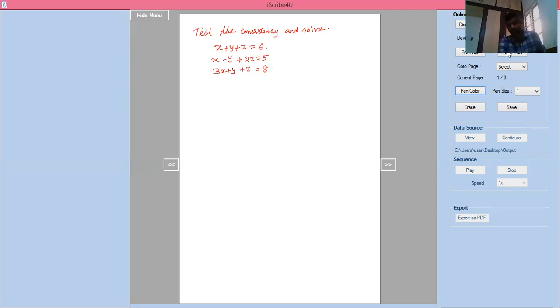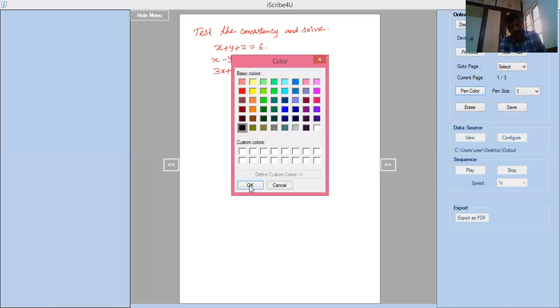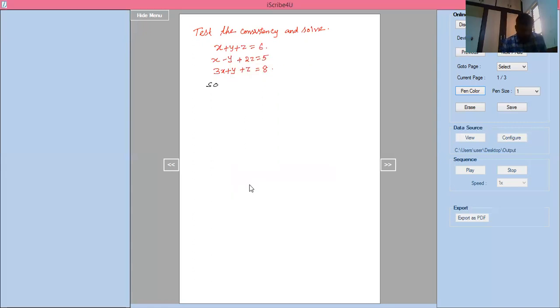Now, how can I write this? Already I told you how to do the operations. The given system of equations is 3 by 3, so I can write the matrix directly. I'll write 1, 1, 1 | 6, because the x coefficient is 1, y coefficient is 1, z coefficient is 1, equal to 6. Next row: 1, minus 1, 2 | 5. Next row: 3, 1, 1 | 8. This is the [A|B] matrix.